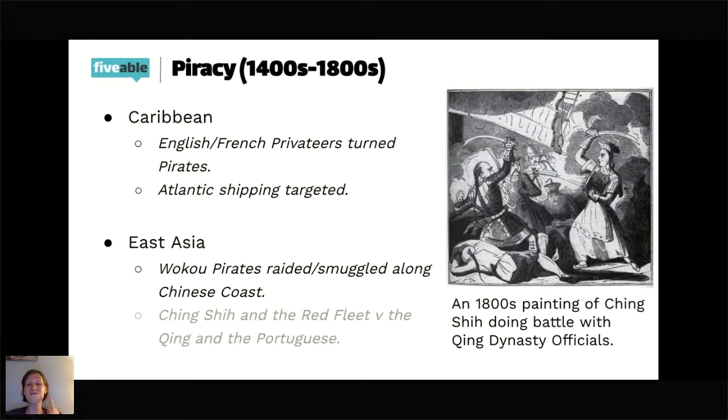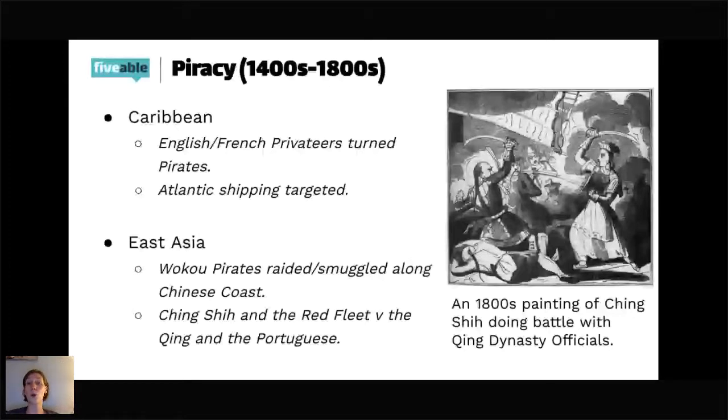One of the most famous pirates in East Asia during this time period is Shih, who is especially remarkable for the fact that she's female. She is not only a woman, she's one of the most successful pirates in any part of the world in any time of world history. She was successful versus the Chinese Navy. She's successful versus European navies and the Portuguese.